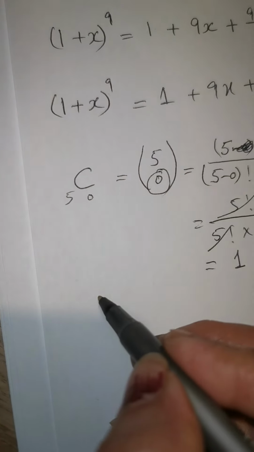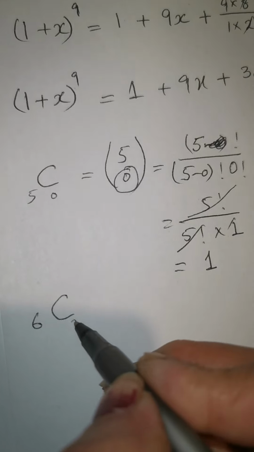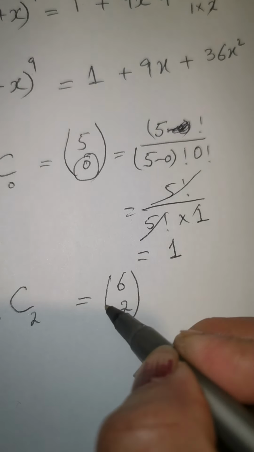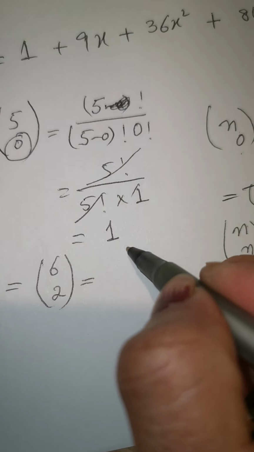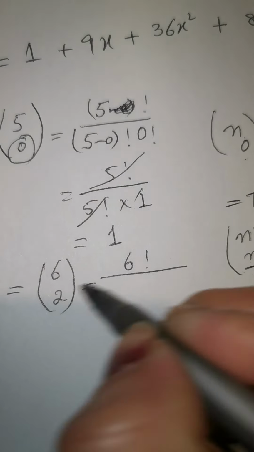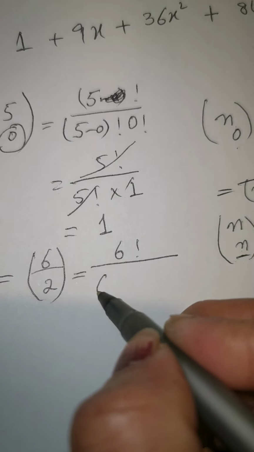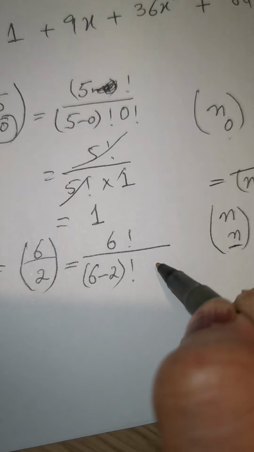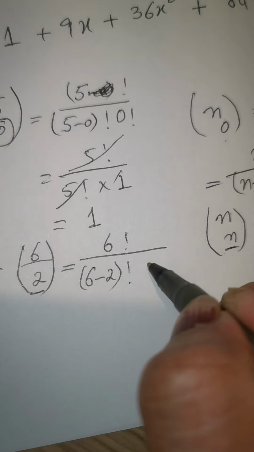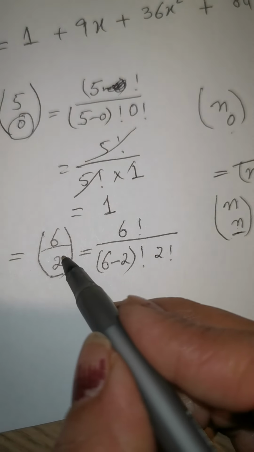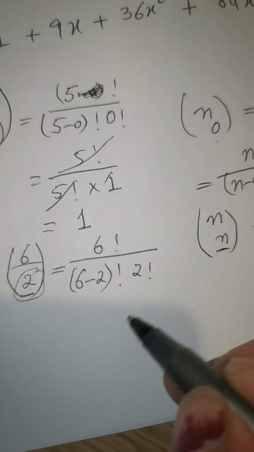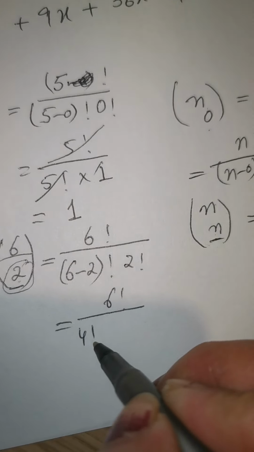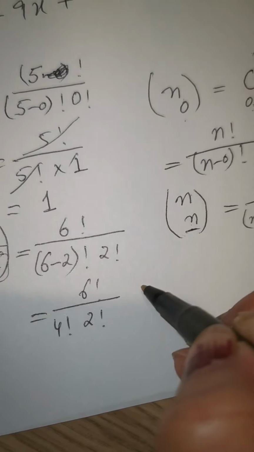And if they ask you to find 6C2, you will write here 6C2. This is the other way of writing it. First of all, we write the first term, which is 6 factorial, and below the line in the denominator we write the difference of these, and then multiply by the factorial of the second number. So 6 factorial over 4 factorial and 2 factorial.